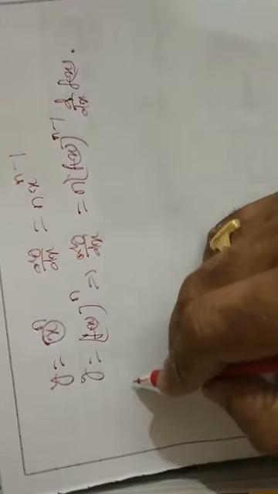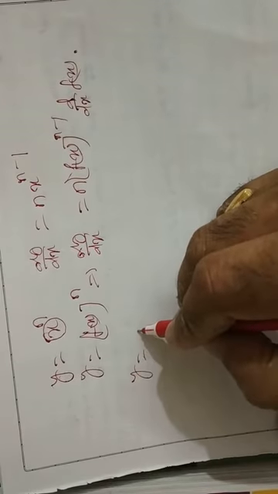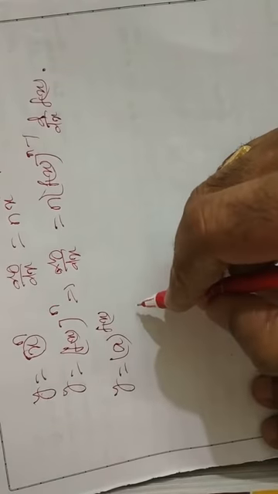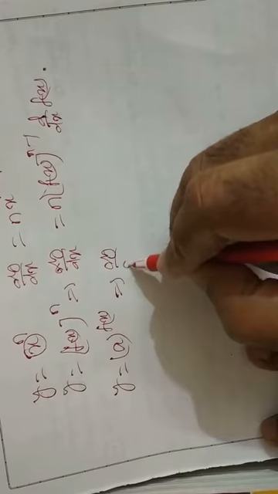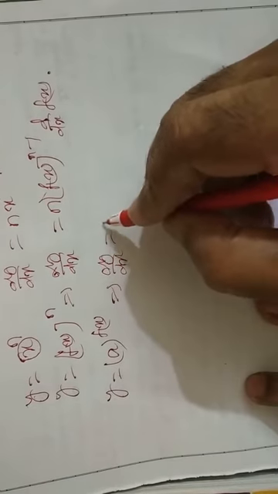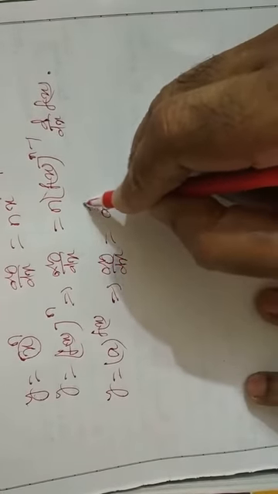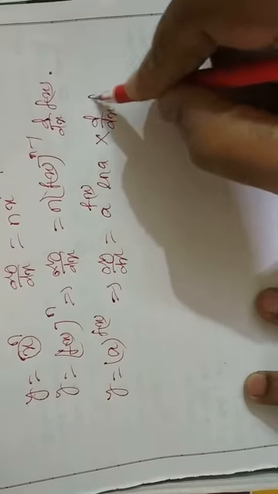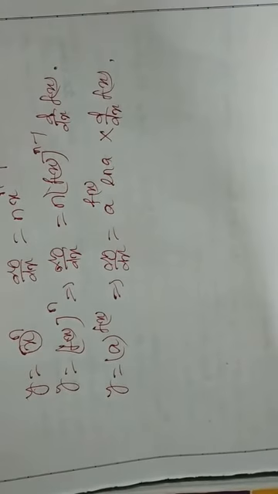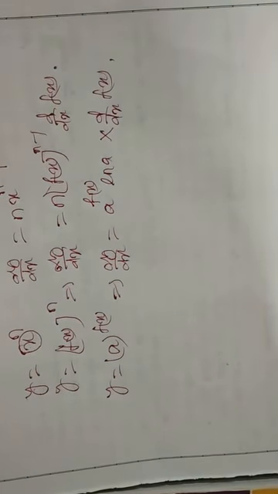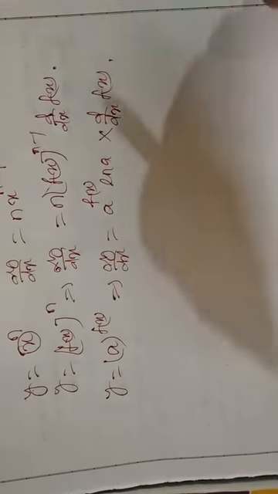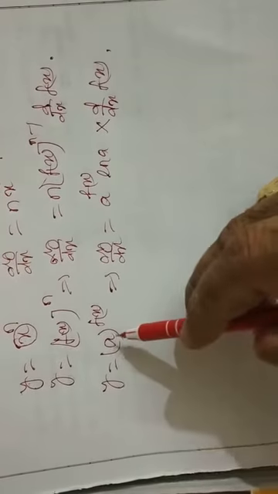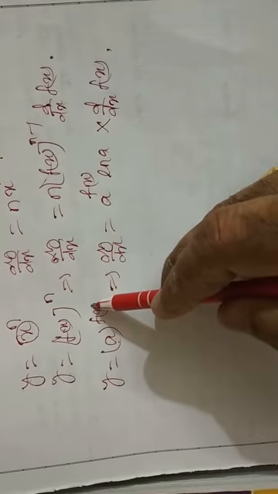F dash x. If I take y is a constant power f(x), or a to the power x style, then what is dy by dx? It is a to the power f(x) log a into d by dx of f(x). This we know, derivative of a to the power x is a to the power x log a. So a to the power f(x) derivative is a to the power f(x) log a into derivative of f(x). So this is about constant or number power function.